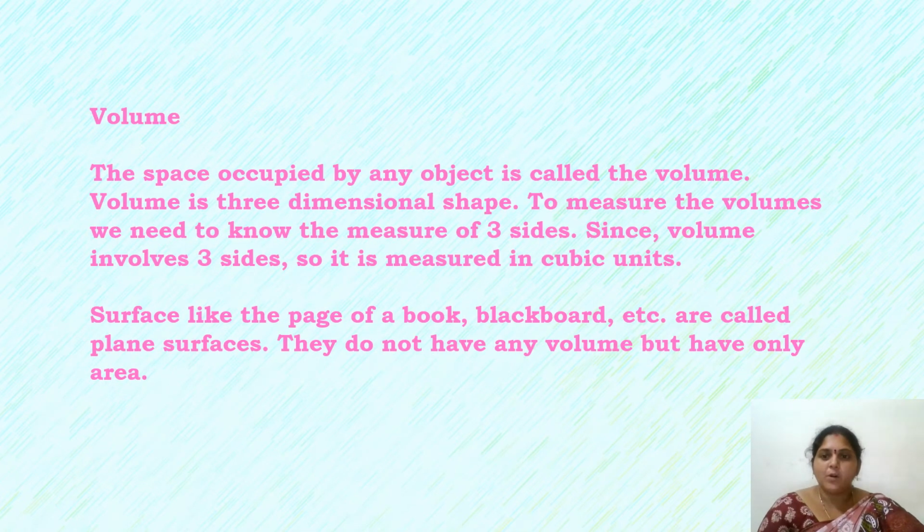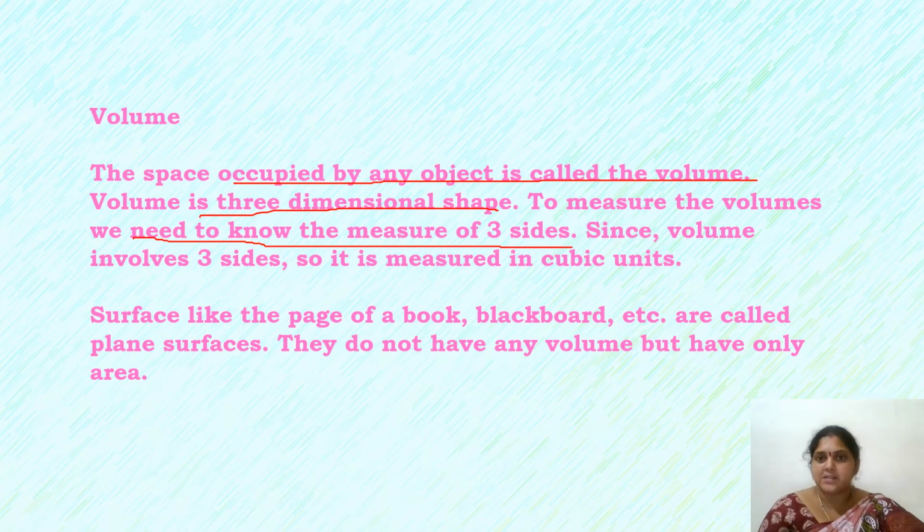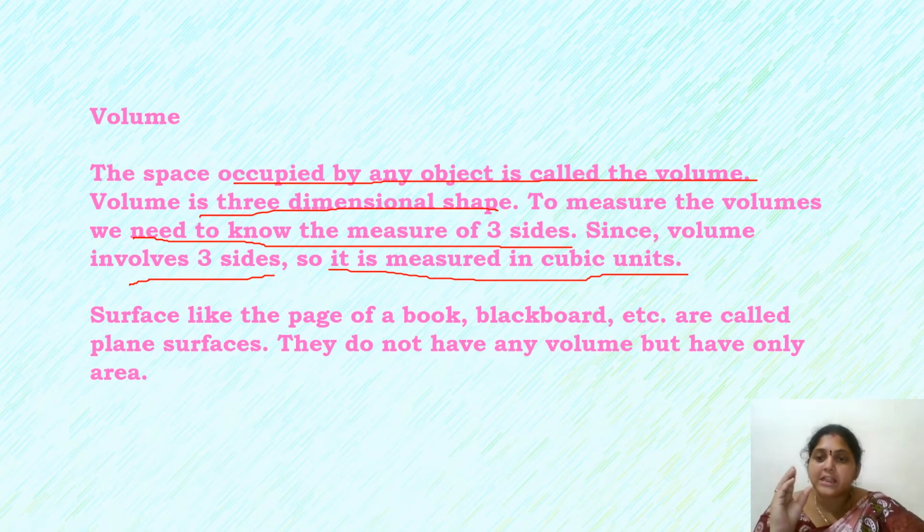Now we will discuss about volume. What is volume? The space occupied by any object is called the volume. Volume is three-dimensional shape. To measure the volumes, we need to know the measure of three sides. Since volume involves three sides, so it is measured in cubic units. So it is called as centimeters cube or cubic meter units.